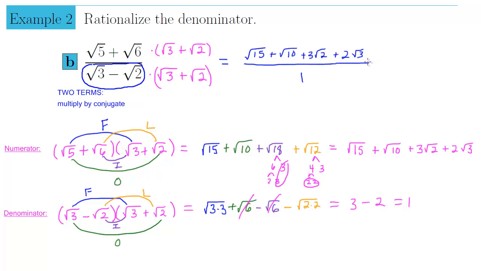So when all the dust settles in this problem, all we actually have left is a root 15 plus root 10 plus 3 root 2 plus 2 root 3. That is the simplified form of this fraction after you've rationalized the denominator.